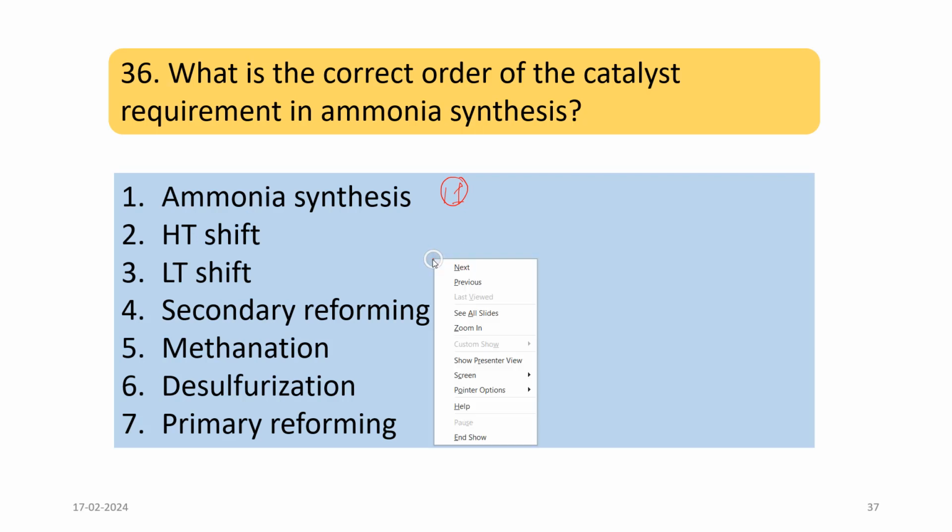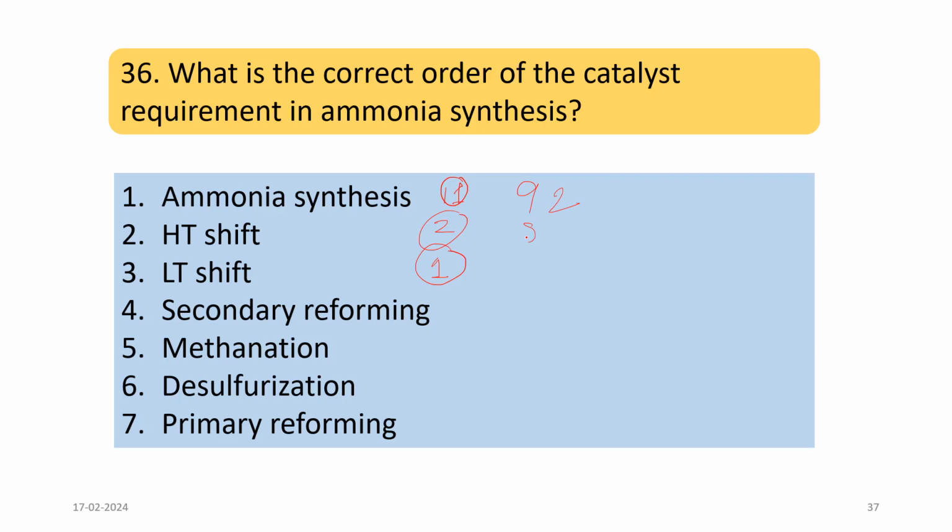Then this is also first, the highest order requirement of catalyst, that is 92 meter cube. Okay, then comes the high temperature water gas shift, that is 86. Then comes the desulfurization, right? So it is in the third position, so it needed 76 meter cube.